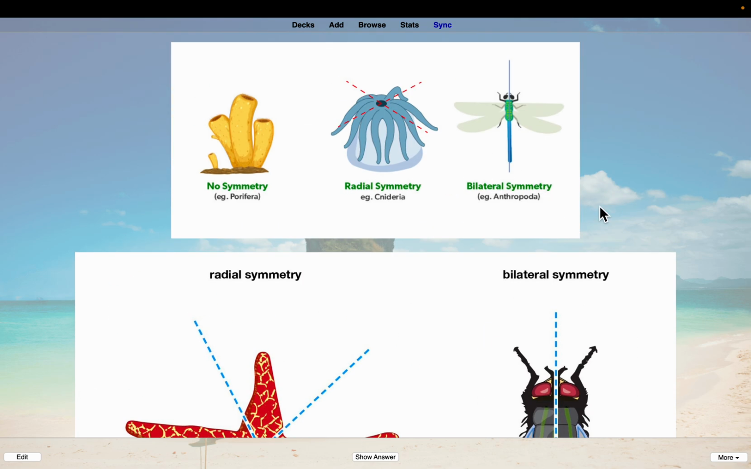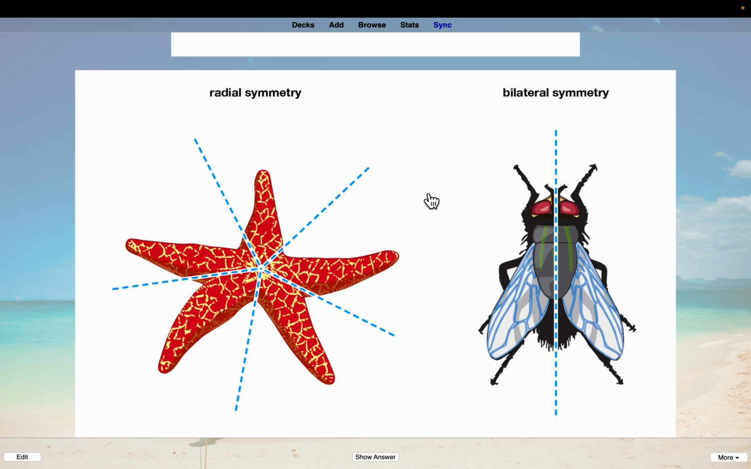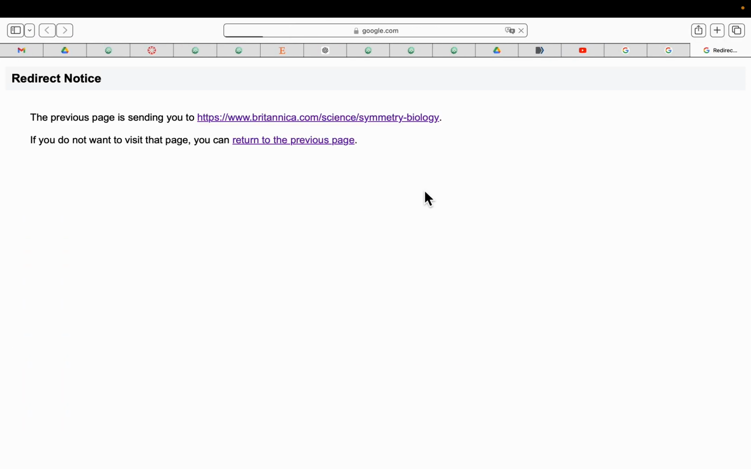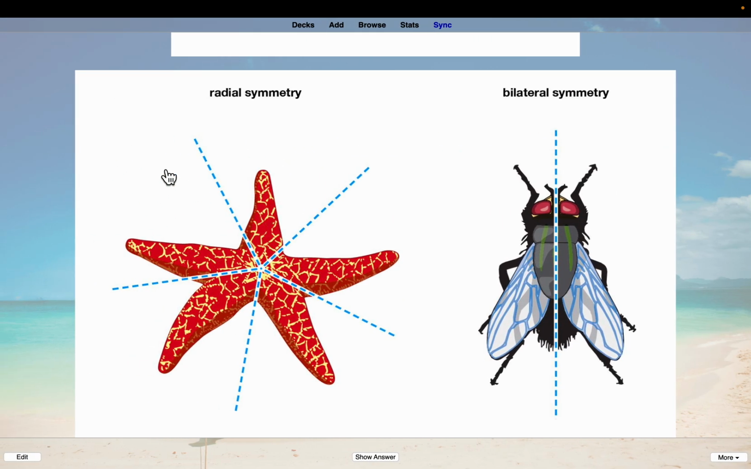Okay, symmetries. No symmetry, one example is sponges or Porifera. Radial symmetry, Cnidaria, or what is this? Sea anemone? I'm not sure. Bilateral symmetry, example, Arthropoda. Radial symmetry, an example is a starfish. I think it's Echinodermata. Bilateral symmetry, a fly. This is Arthropoda.